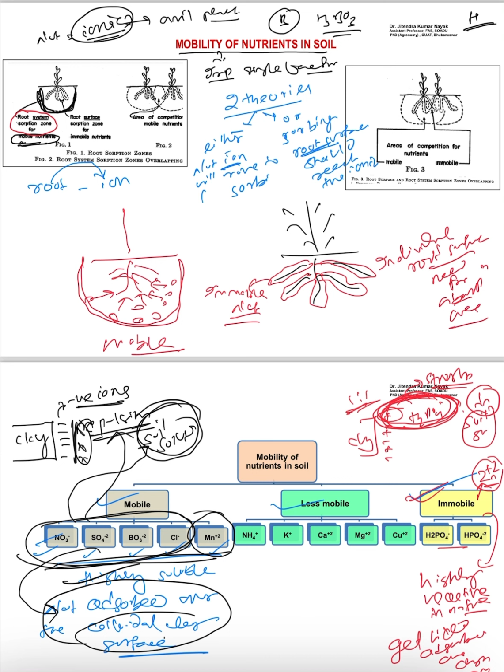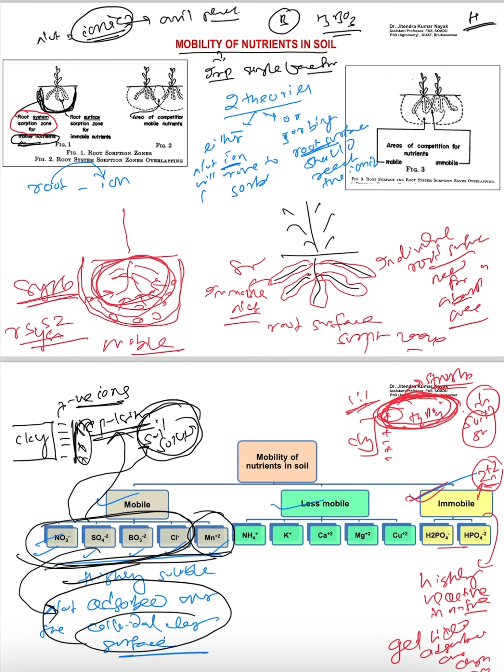But in the other case, the entire root surface acts as the absorbing surface. Hence it is called the root system absorption zone, but here it is called the root surface absorption zone. So these are two concepts, one is root system, another is root surface. Okay, these are the two concepts.